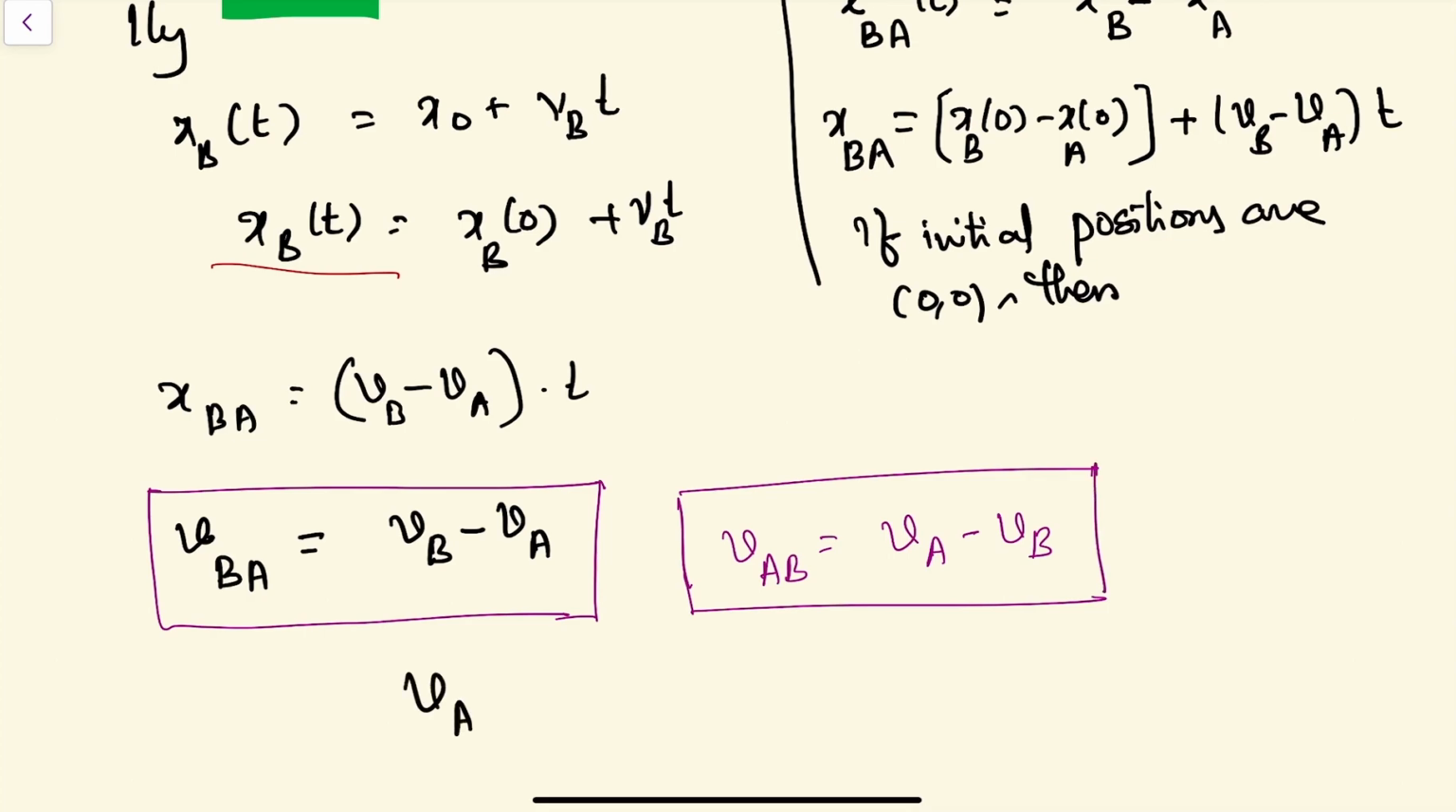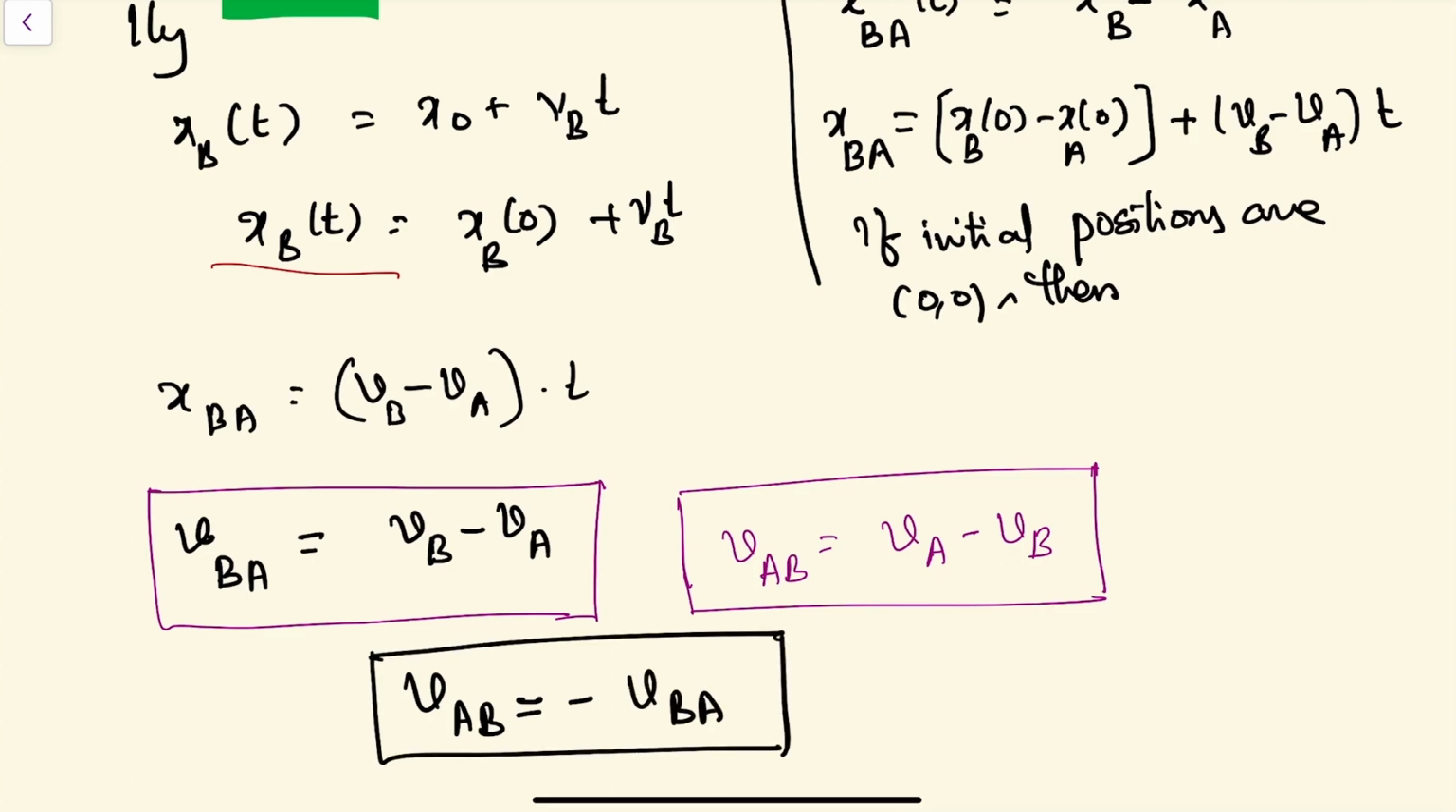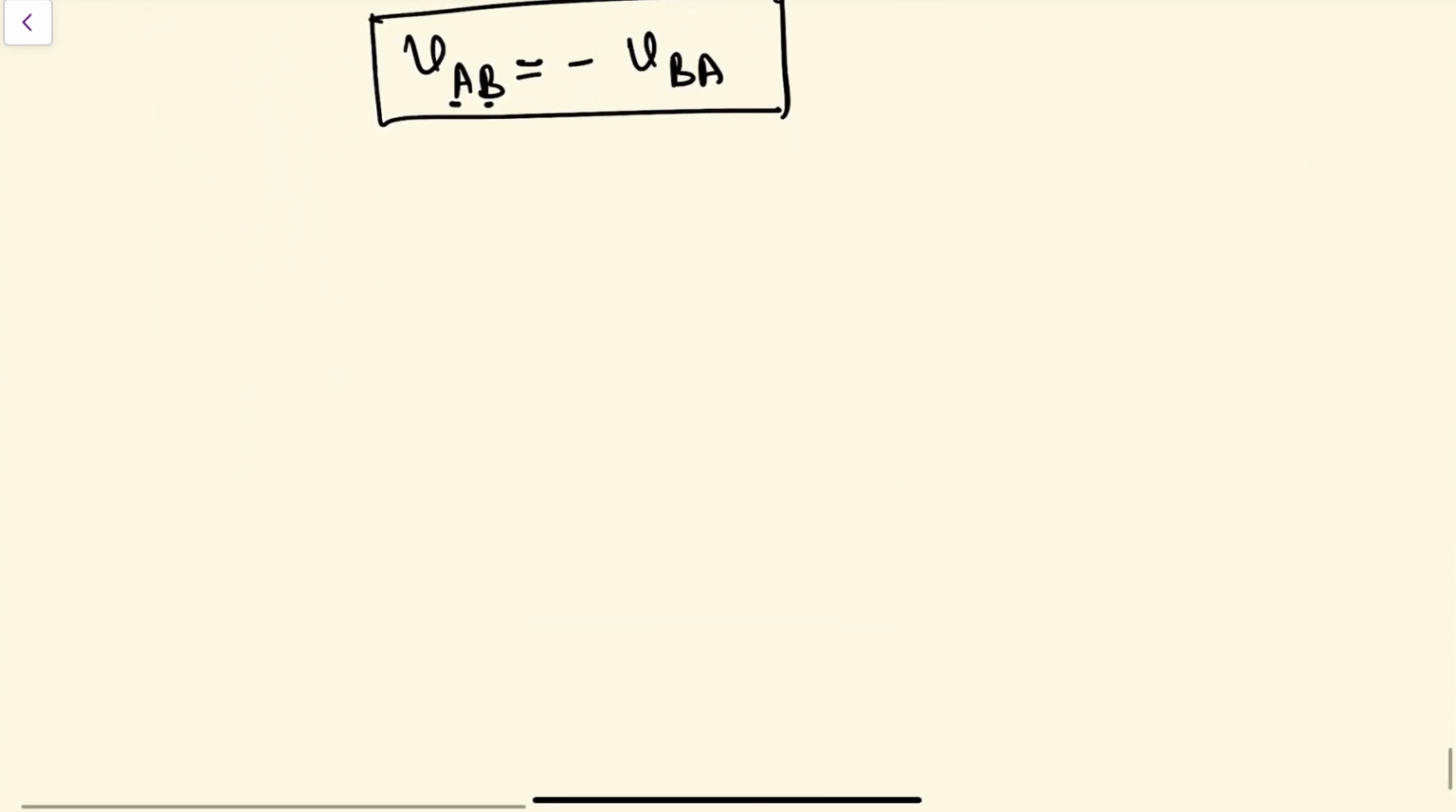So VAB is equal to minus VBA. Velocity of A relative to B is equal to minus the velocity of B relative to A. So this is a simple calculation. Now we shall see how to approach the problems.